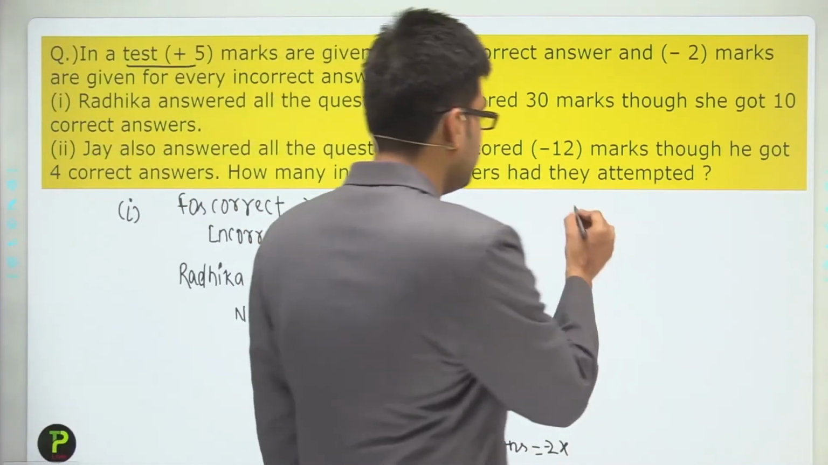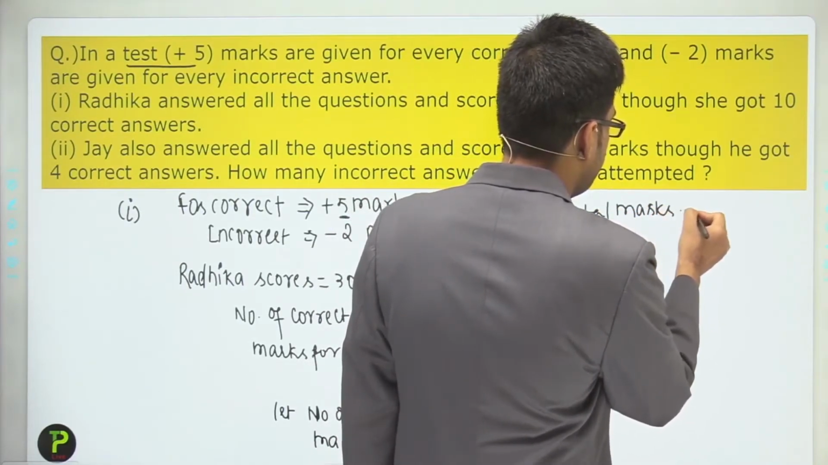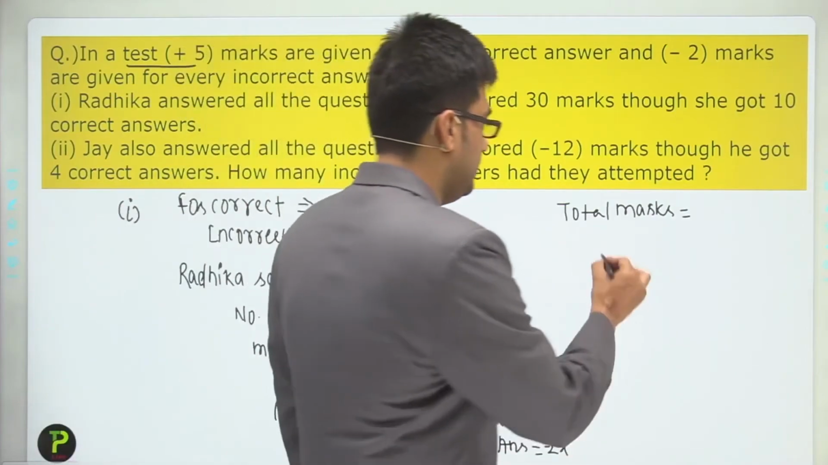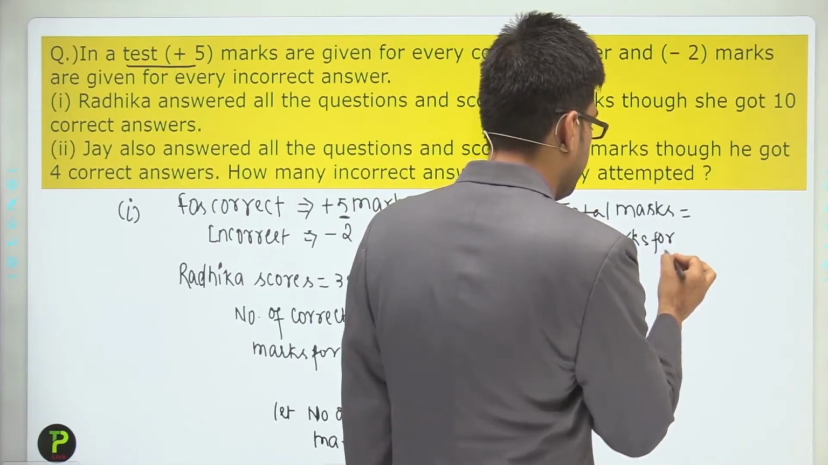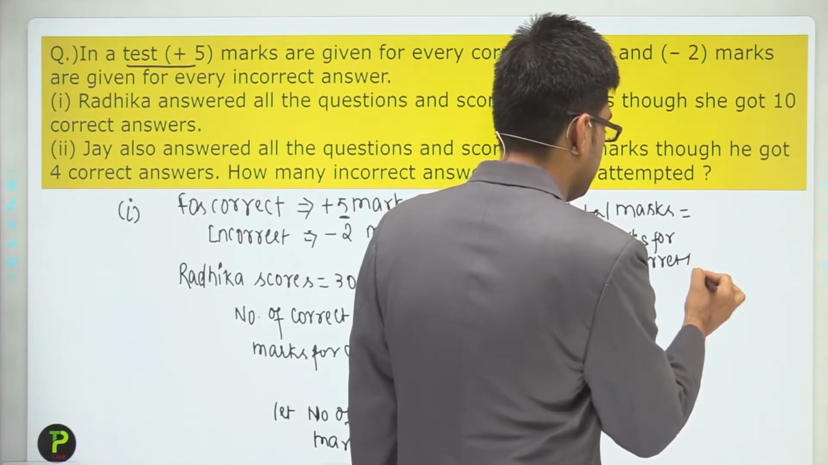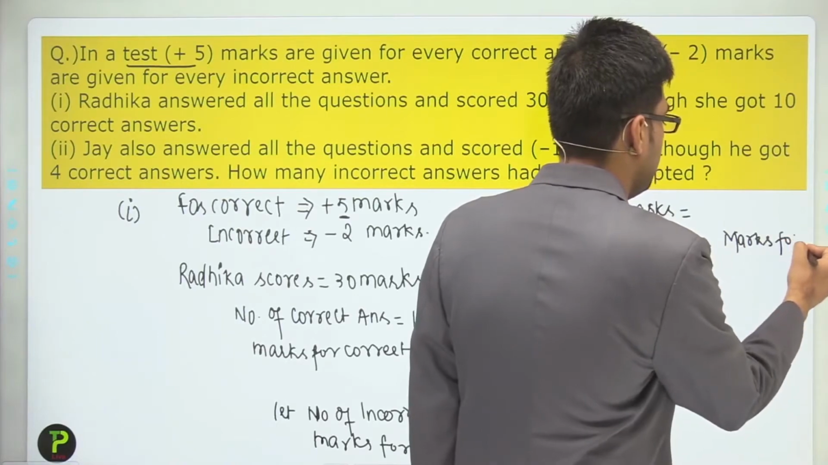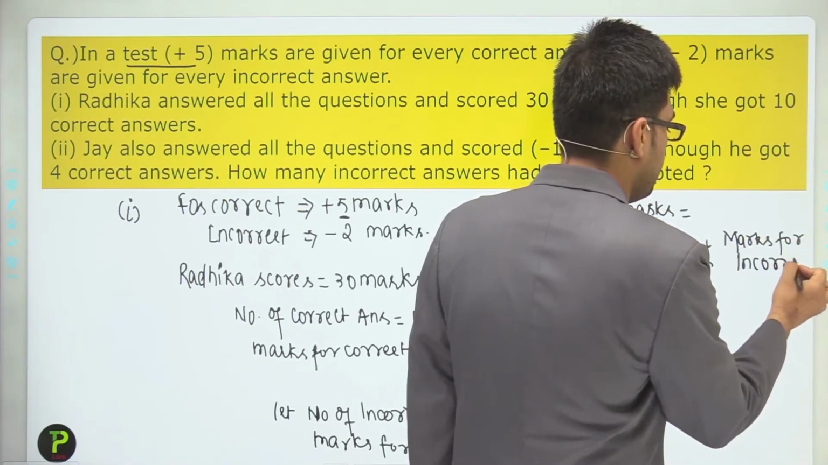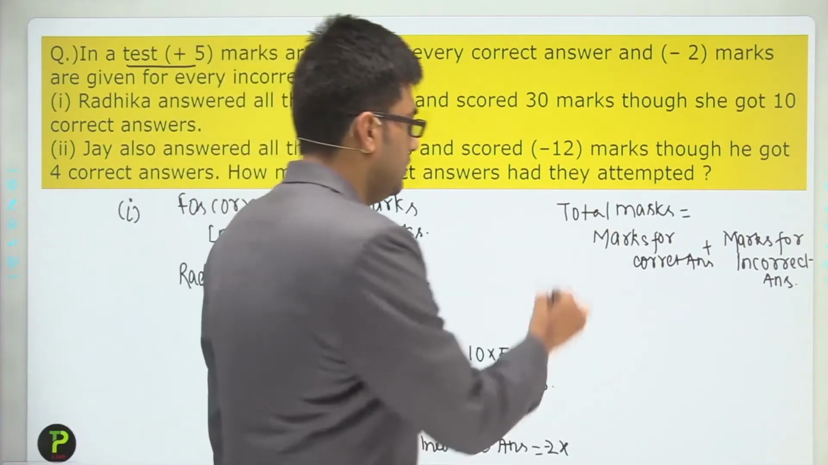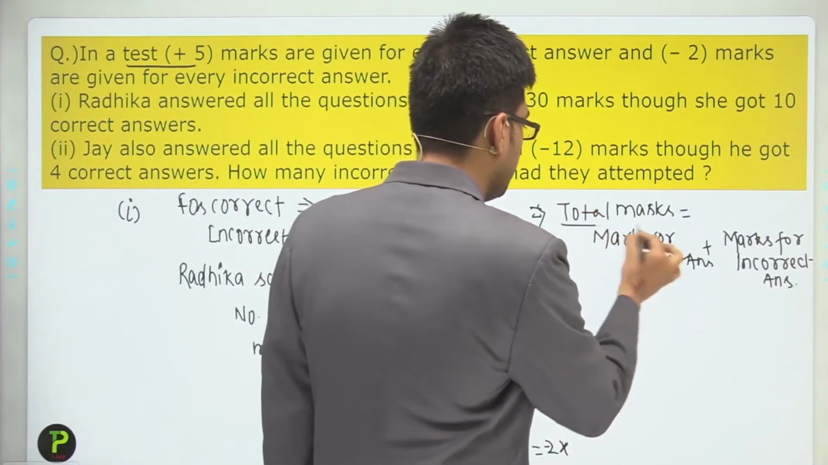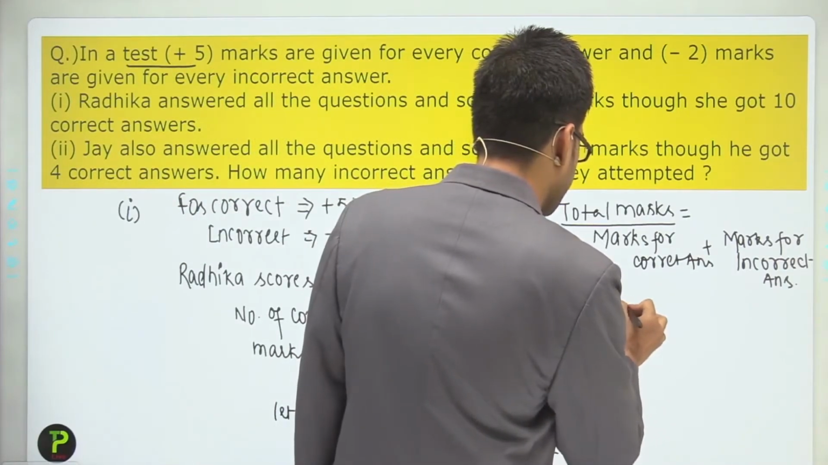So now total marks is equal to what? Total marks is equal to marks for the correct answer plus marks for incorrect answer. Clear? So we can write total marks is what? Total marks, Radhika got 30 marks. So 30 is equal to what?